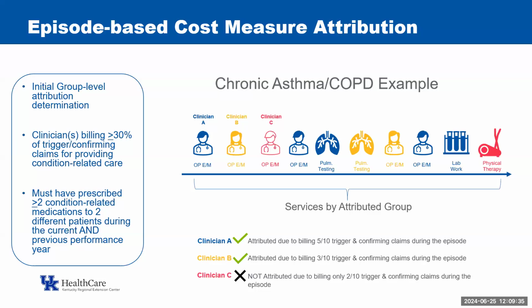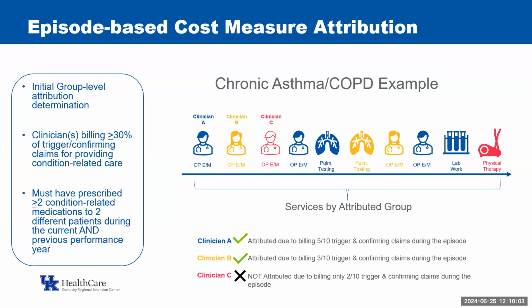This measure also requires that clinicians must have at least 2 condition-related medications prescribed to 2 different patients during the current and prior performance period. In this example, these medications could be corticosteroids, bronchodilators, for example, to at least 2 of those patients in the current performance year and previous years, which would establish a relationship with that patient.